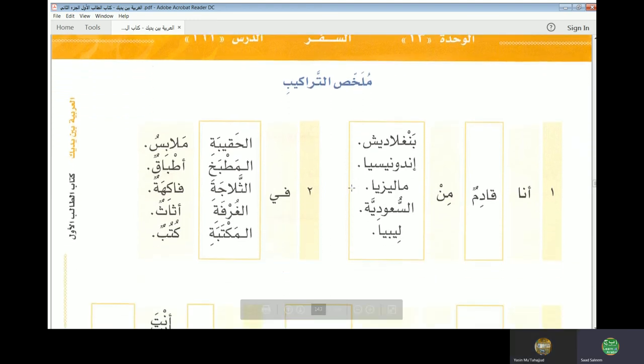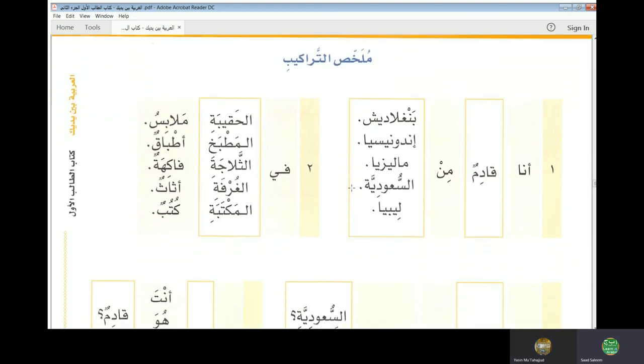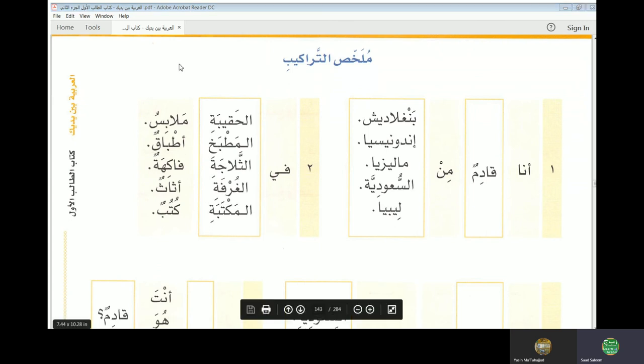So this is how we learn in the second method. But so which method do you prefer?